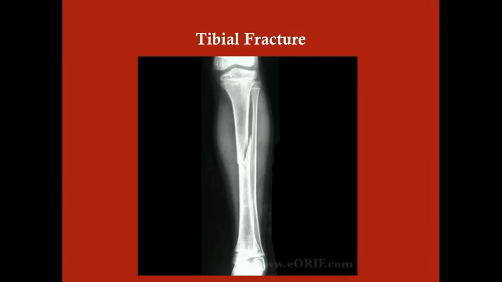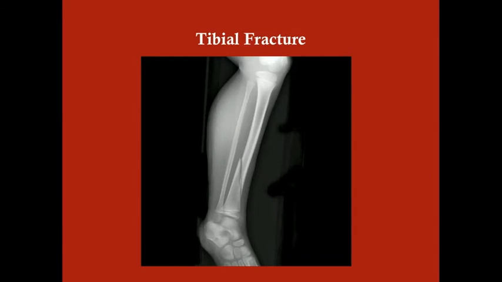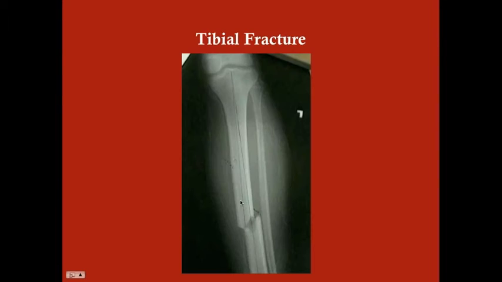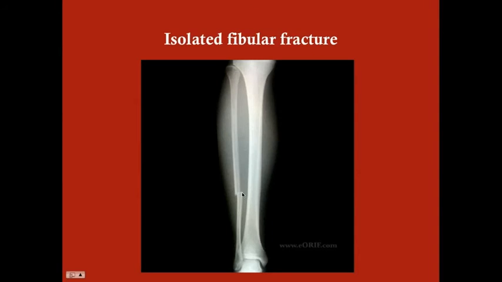Okay, so here's another tibial fracture. This one is comminuted. So you've got an oblique fracture here, and then if you look closely, you can see that you've got some cracks here too. Here's another tibial fracture, oblique. And here's another tibial fracture. And then here's an isolated fibular fracture. So this patient might be able to walk with some pain. And that's it.